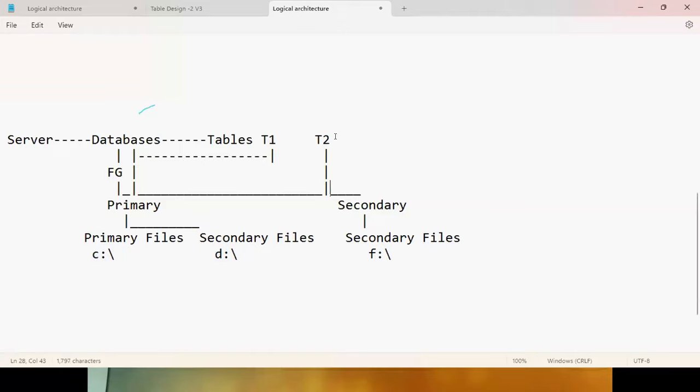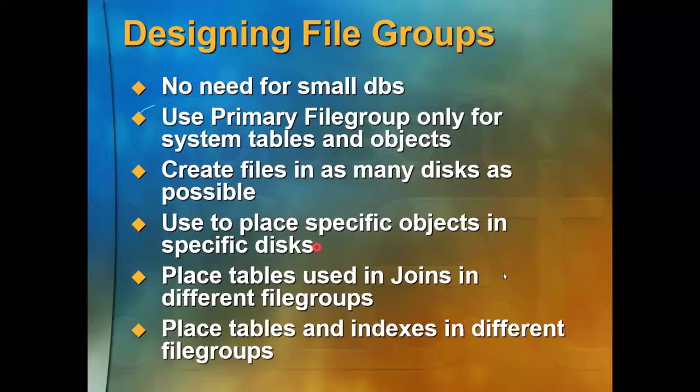Okay. Now T2, table 2, is mapped to the secondary file group. Its data will go to the secondary file in the secondary file group, which is present in F drive. So the data is very well distributed. Now, this is what we mean by using the file group to place specific objects in specific disks.